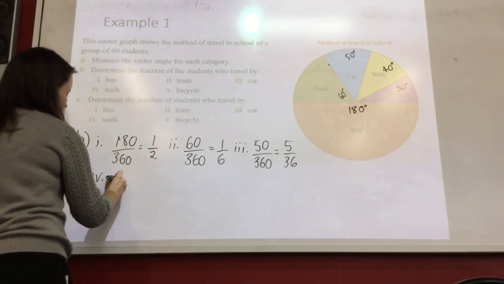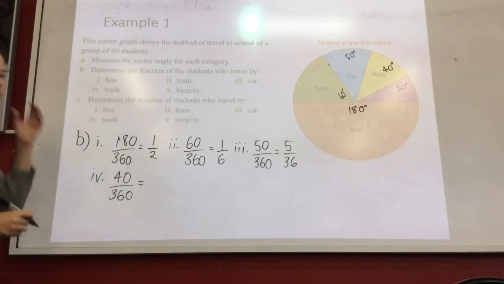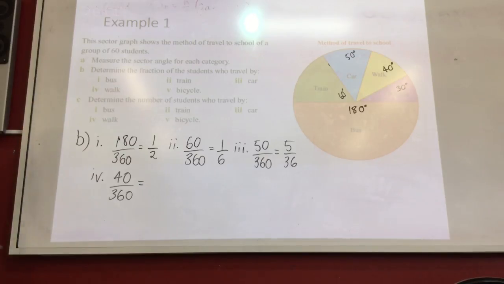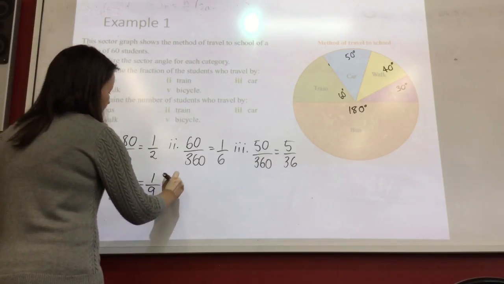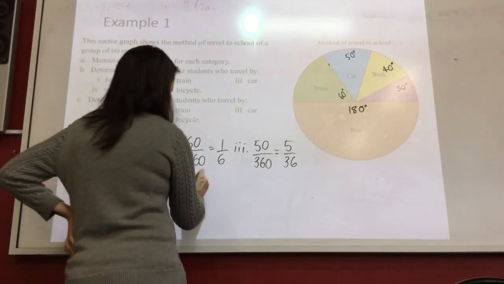The fraction that walk, 40 over 360. And then use a calculator to simplify. Will you get a calculator out? Sorry. The fractions of bicycle, 30 over 360.